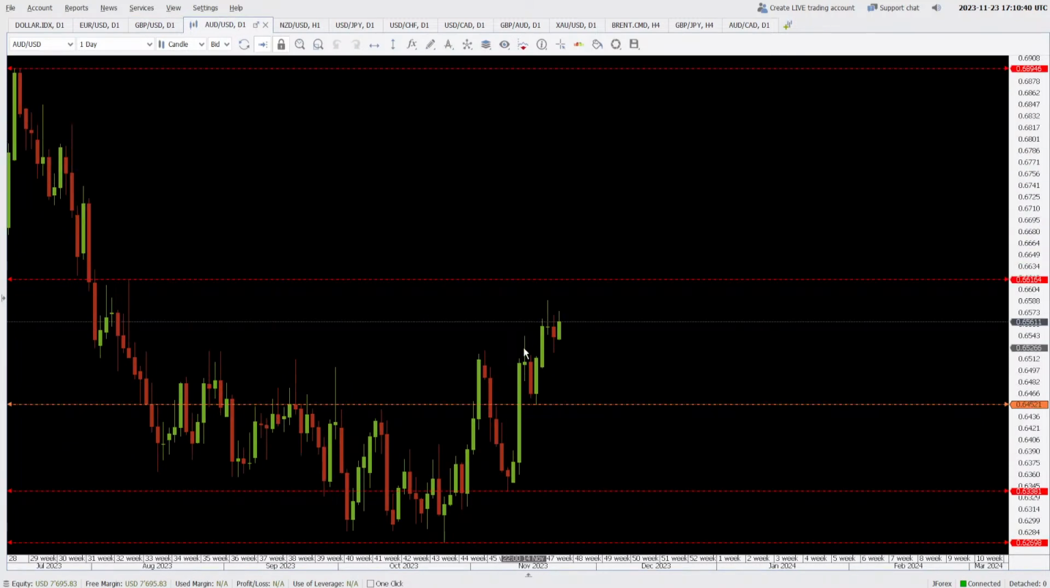Here you see the price is making higher highs and higher lows, but here after making this low, the price today failed to make a higher high here. Okay, so this is a concern.